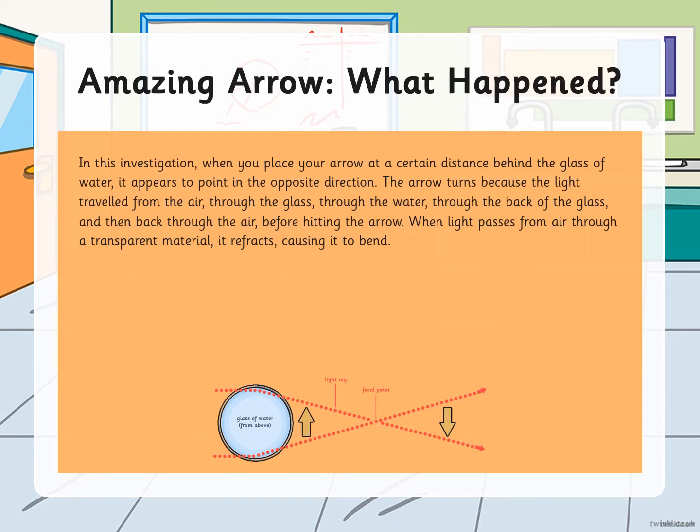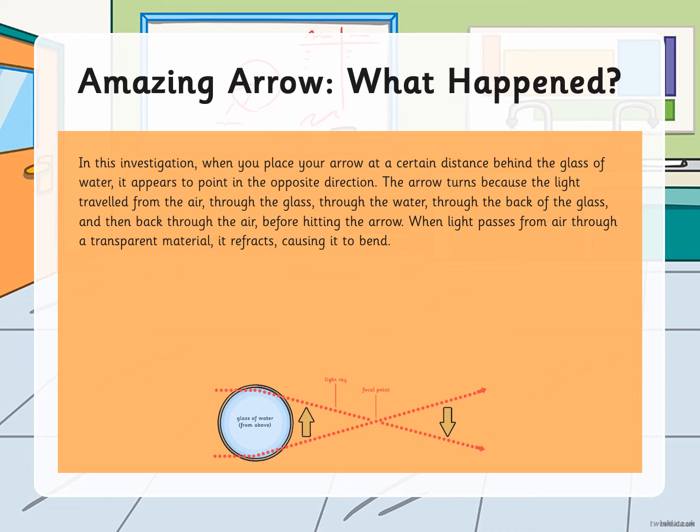So when you place an arrow at a certain distance behind the glass of the water, it appears to point in the opposite direction. The arrow turns because the light travelled from the air through the glass, through the water, through the back of the glass, and then back through the air before hitting the arrow. When light passes from air through a transparent material, it refracts, causing it to bend. So you can see this diagram here of where it's travelled. Okay, and the arrow looks like it's facing in the opposite direction because the light has been refracted.